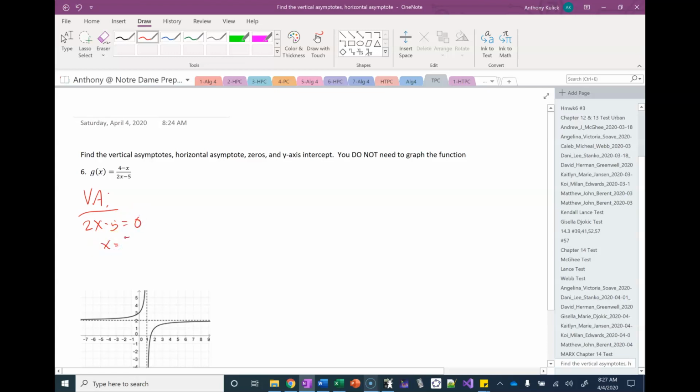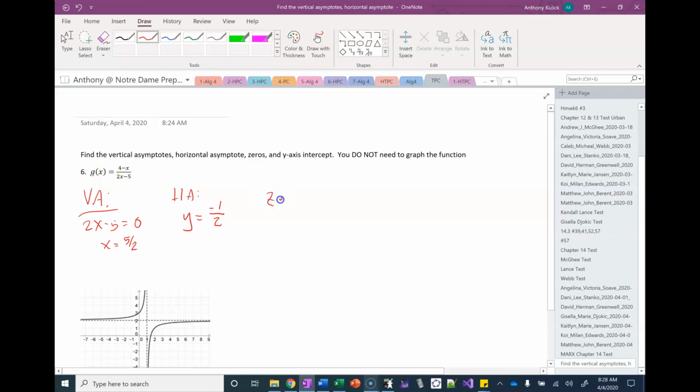So when I add the 5 over and then divide by 2, I get 5 over 2, or you could write it as 2.5. For the horizontal asymptote, I notice that I have a degree 1 over a degree 1. I know when the degrees are equal, the horizontal asymptote is going to be the leading coefficient of the numerator, which is -1, because it's the -1 in front of the x, over the leading coefficient of the denominator, which is the 2, because we have a 2x.